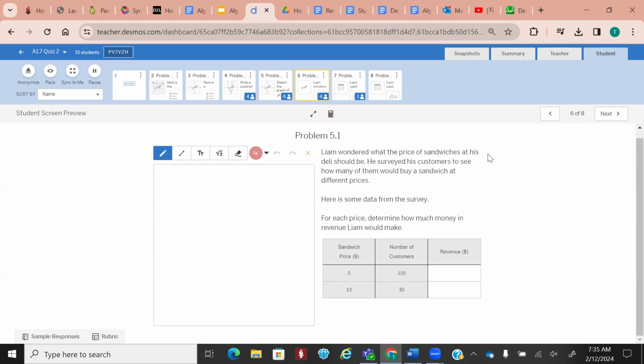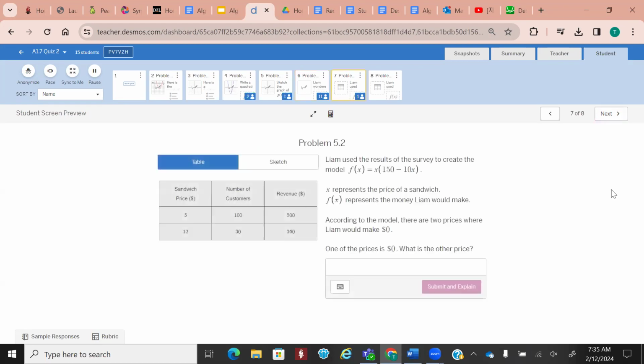William wondered what the price of sandwiches at the deli should be. He surveyed his customers to see how many would buy a sandwich at different prices. Here's some data. So each sandwich is $5 and the number of customers, so revenue would be 500. On the next one, if they had $12 sandwiches and they had 30 people buy those sandwiches, we would have $360. Really weird question.